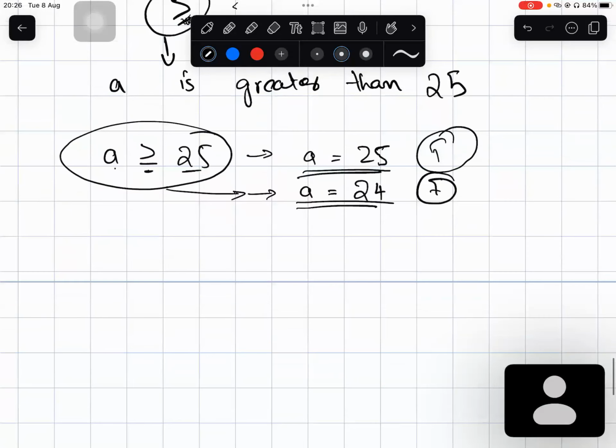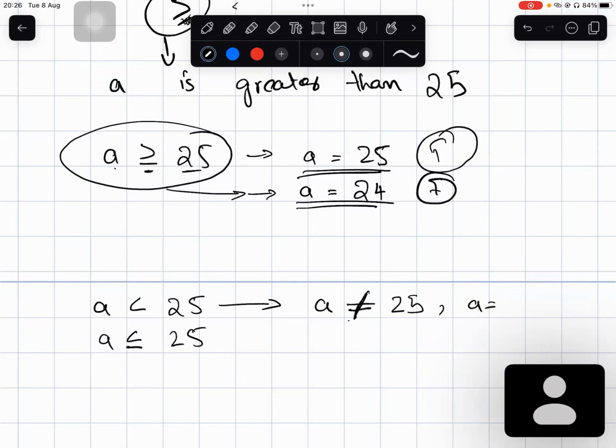The same goes for the less than sign. If A is less than 25, or A is less than or equal to 25. So if A is less than 25, then A can never be equal to 25, so this is actually the sign of not equal to. A has to be less than 25. So A can be equal to 18, for example, 24, for example, or 0, or even -1. But A can never be greater than or equal to 25. Does that make sense? Yes.